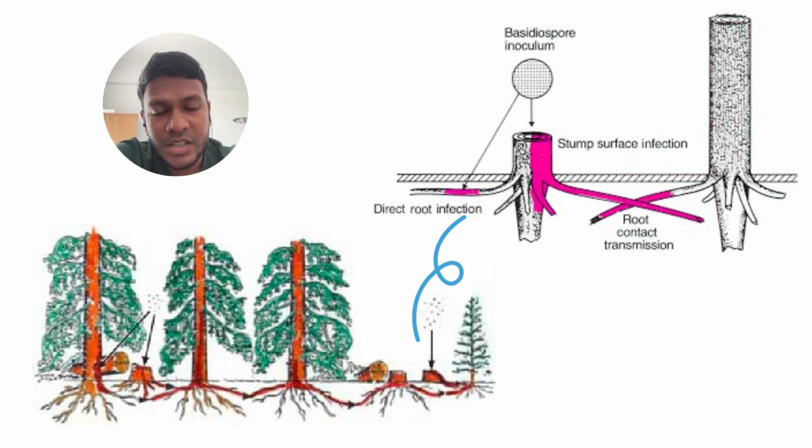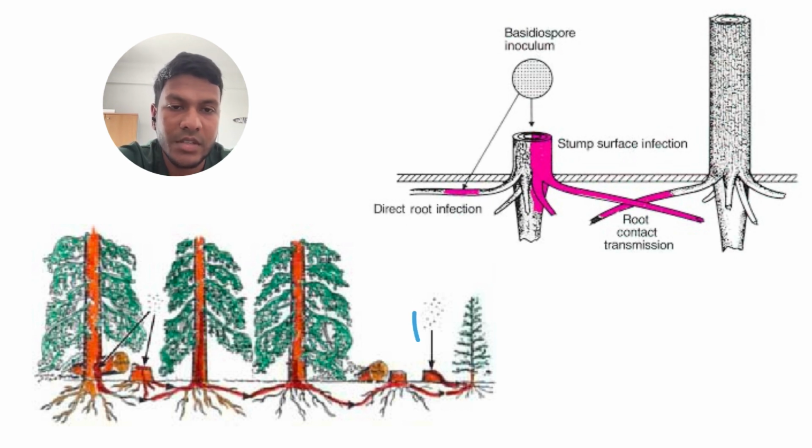Regarding damage and economic impact, Heterobasidion parviporum can cause significant economic damage to timber industries and forest ecosystems. Infected trees can become unstable and dangerous, leading to increased risk of accidents.